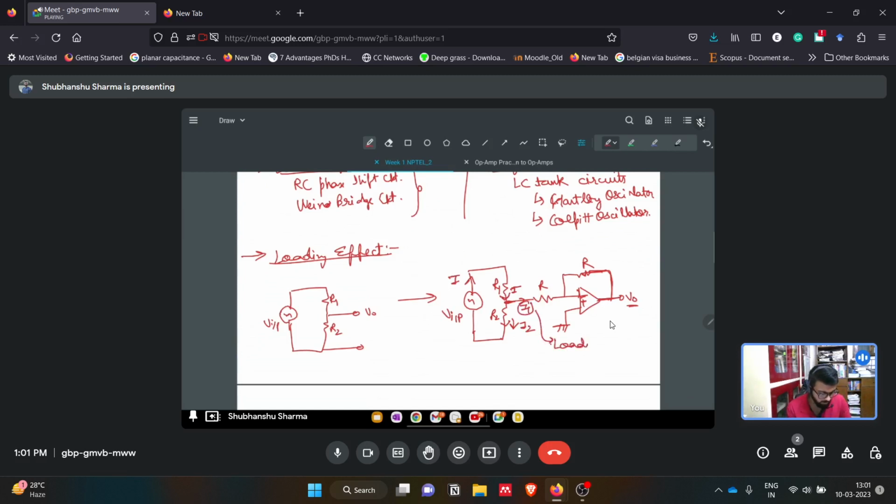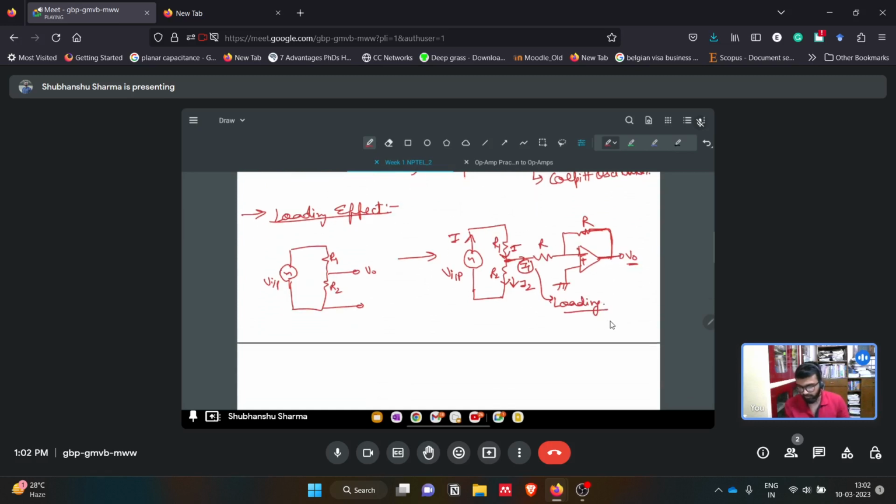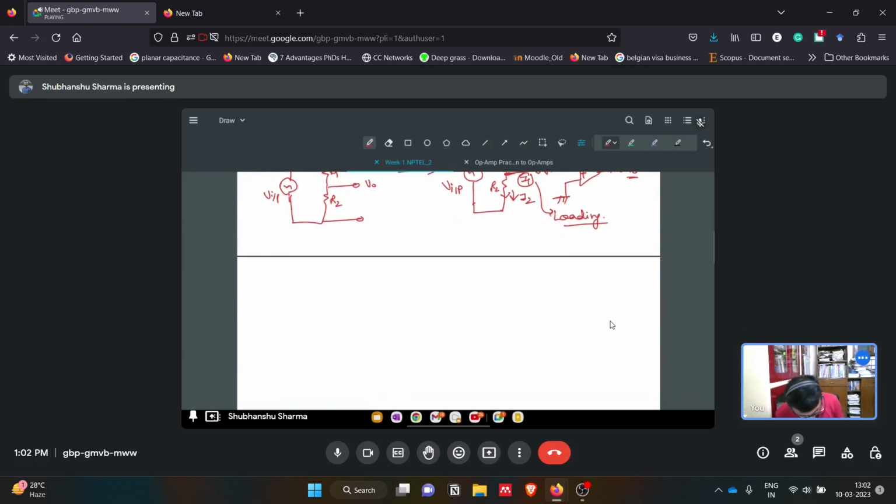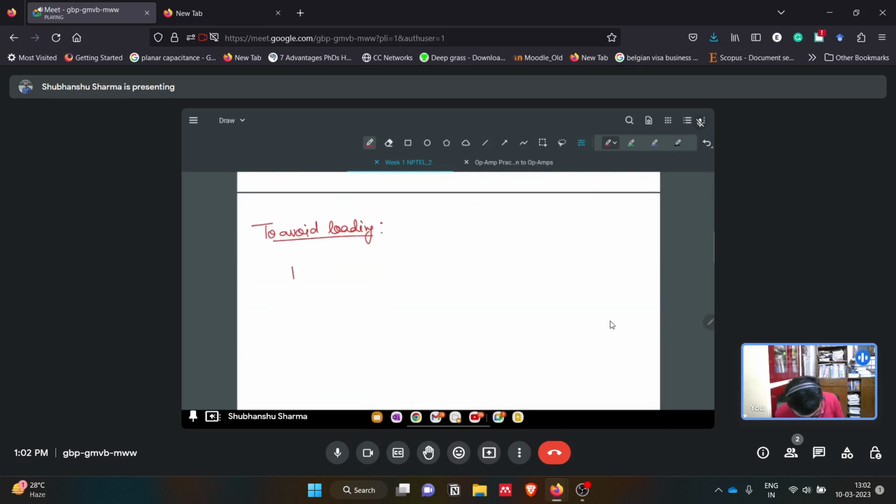This I1 is causing loading. So this is not good. We want to avoid the loading effect here. So instead of this circuit, what can we do? To avoid loading here, this is R2, this is R1. We use a non-inverting terminal amplifier instead of the inverting terminal.